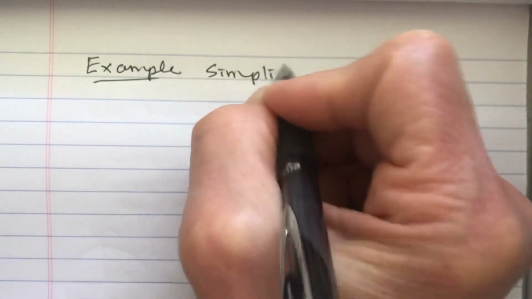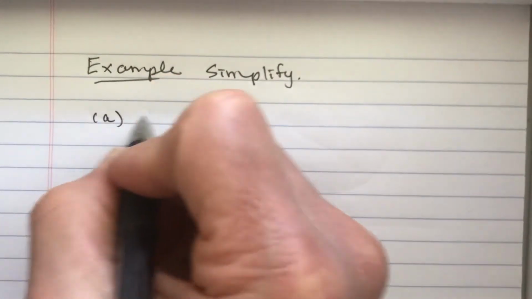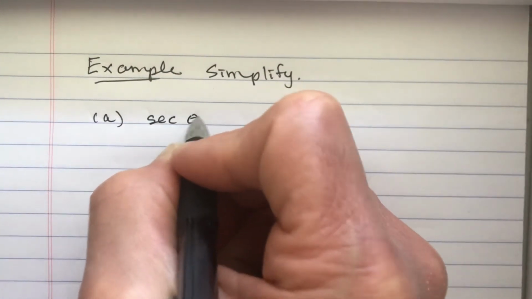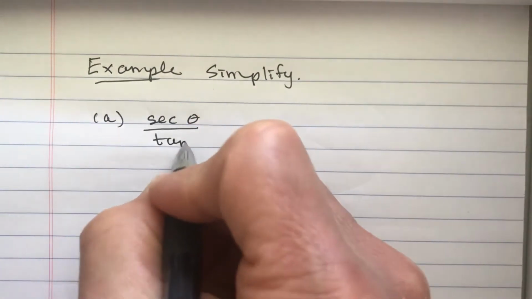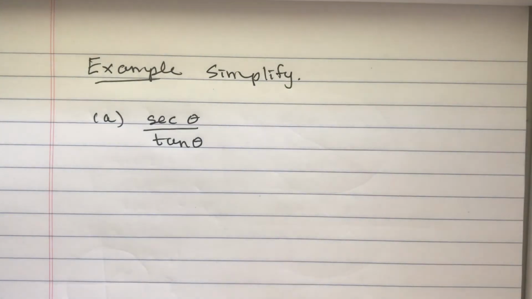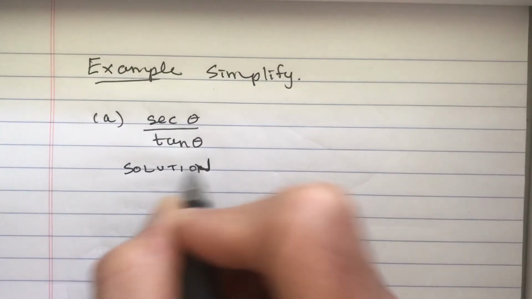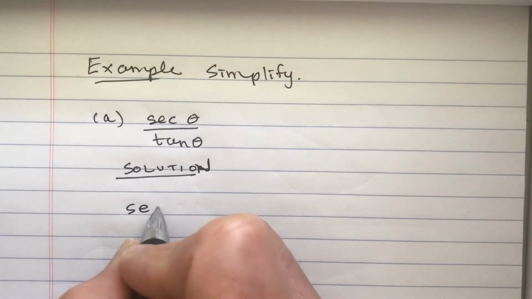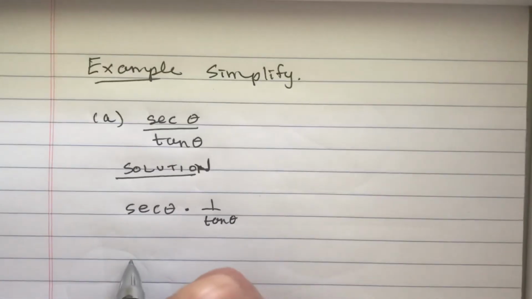Try another example. Simplify secant theta over tangent theta. Well, the idea of simplifying is never really that clear. I mean, sometimes it is, but in this case, what exactly is that about? Simplifying what? Okay, well, what I'm going to do is write this as secant theta times 1 over tan theta.